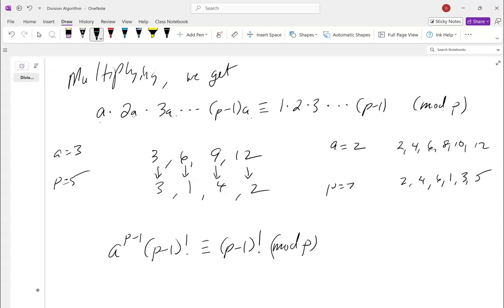If it were a 0, p would have to divide the number, which means p would have to divide the product, but p can't divide the product. All the factors are less than p. Every factor of (p-1)! is less than p, so p can't divide it. So p does not divide (p-1)!, so a^(p-1) is congruent to 1 mod p.